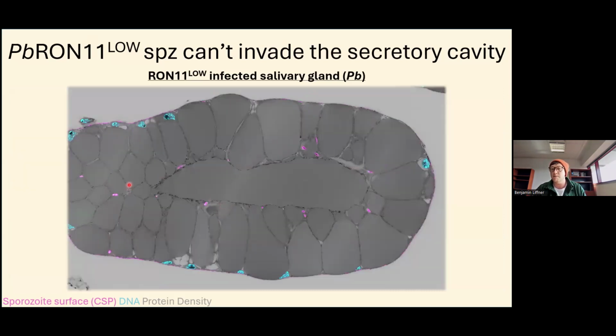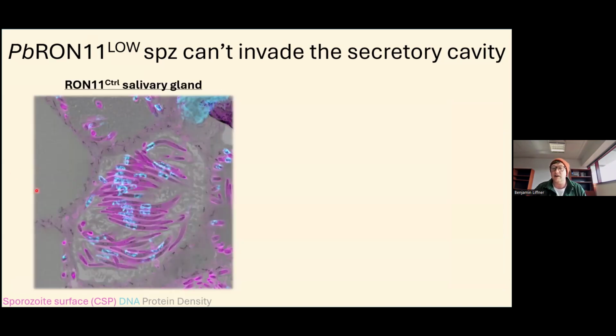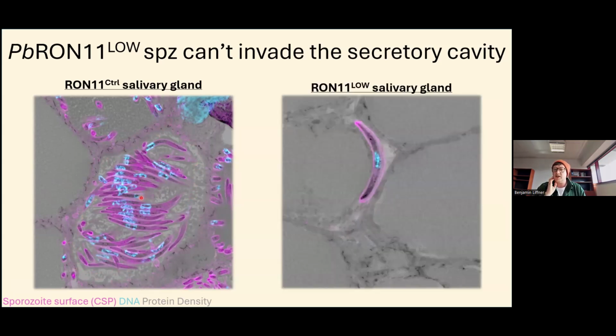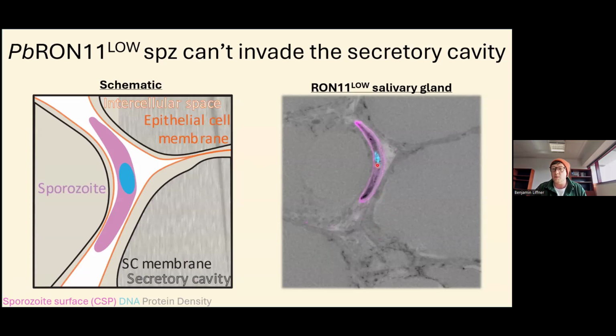By contrast, the RON11 low parasites are really curious. We can definitely see sporozoites, so there are these bits of purple, but their distribution is totally different. Why? Well, in control salivary glands, we always found sporozoites in the secretory cavity. So here is the outline of a single secretory cavity, the bit that actually holds the saliva, and there are heaps of sporozoites in it, right? By contrast, in the RON11 low parasites, we very rarely found them inside the secretory cavity. Instead, almost all of our sporozoites appeared to be physically inside the salivary glands, i.e. they cross the basal lamina, but are not inside either the salivary gland epithelial cell or the secretory cavity. So in other words, they could get across the basal lamina, but they can't get intracellular.